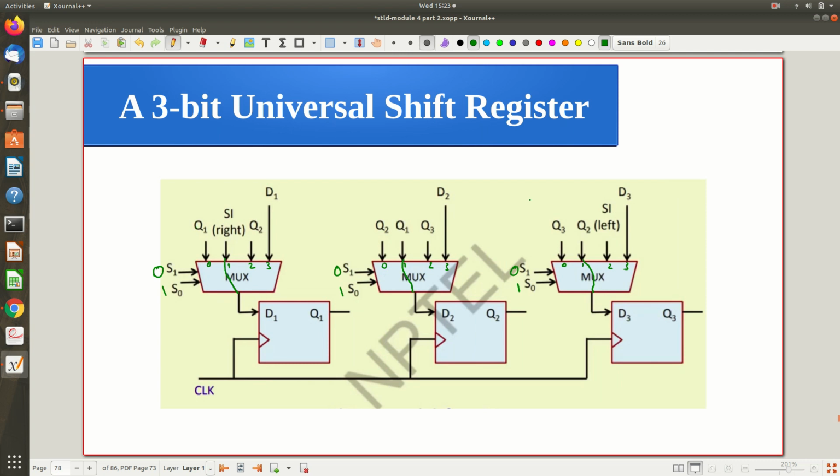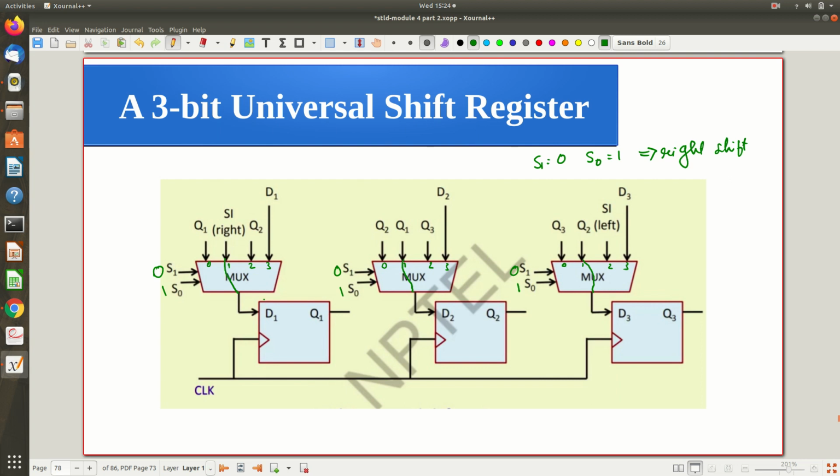And how this, so let me write it here. When I am giving S1 is equal to 0 and S0 is equal to 1, it is performing right shift. Let's verify it, okay. So what is right shift? The input should be fed into the register from the leftmost end. Right shift means shift towards right.